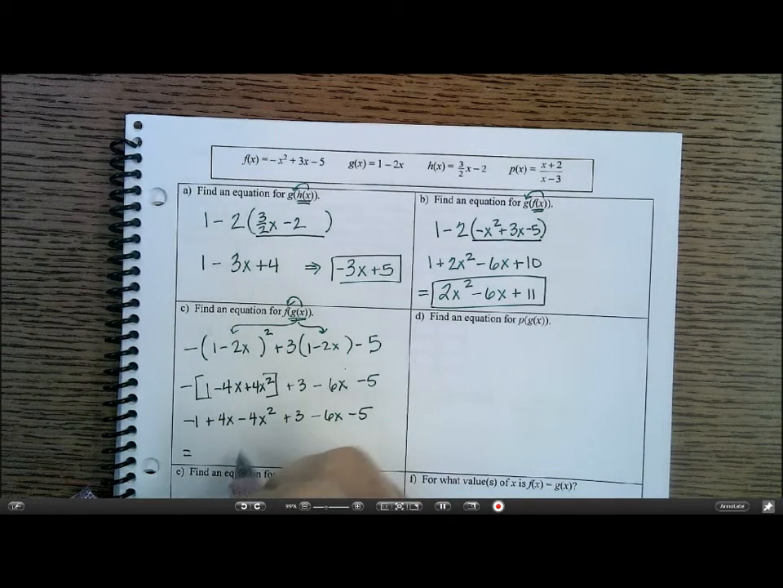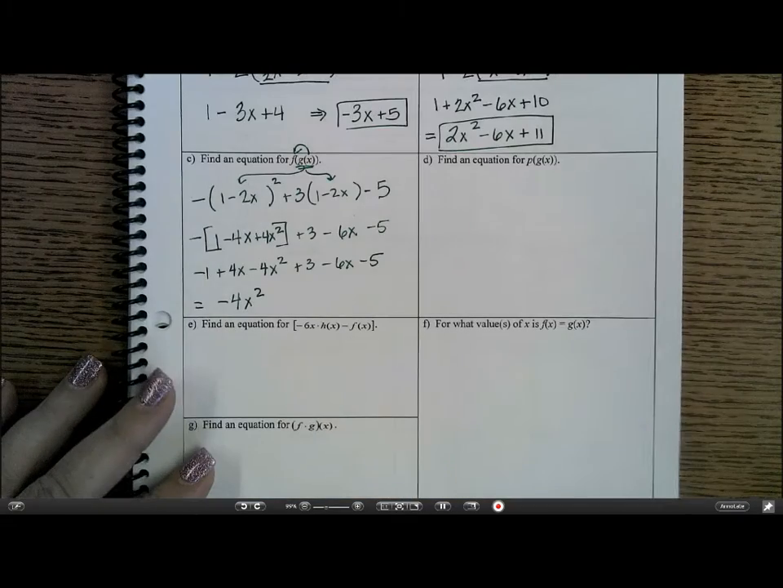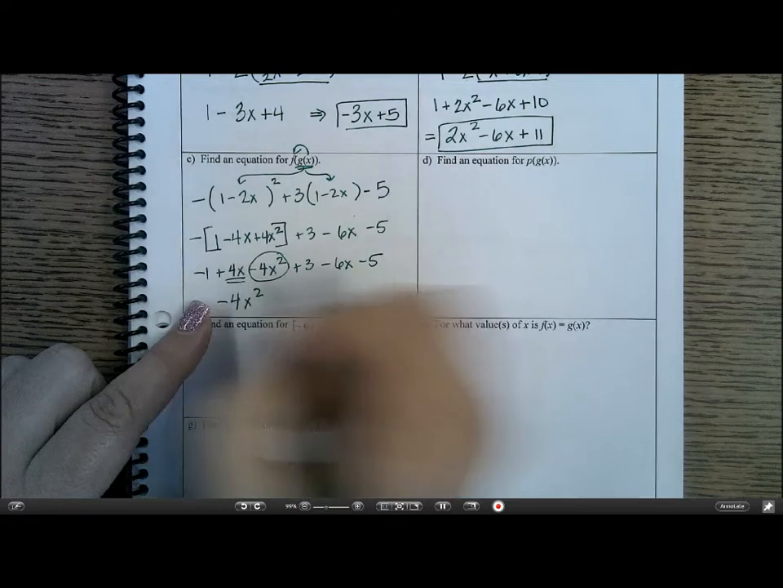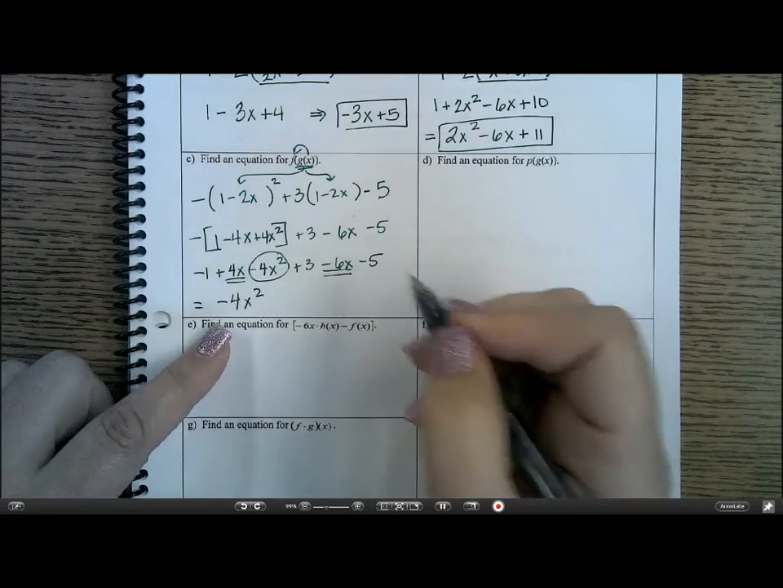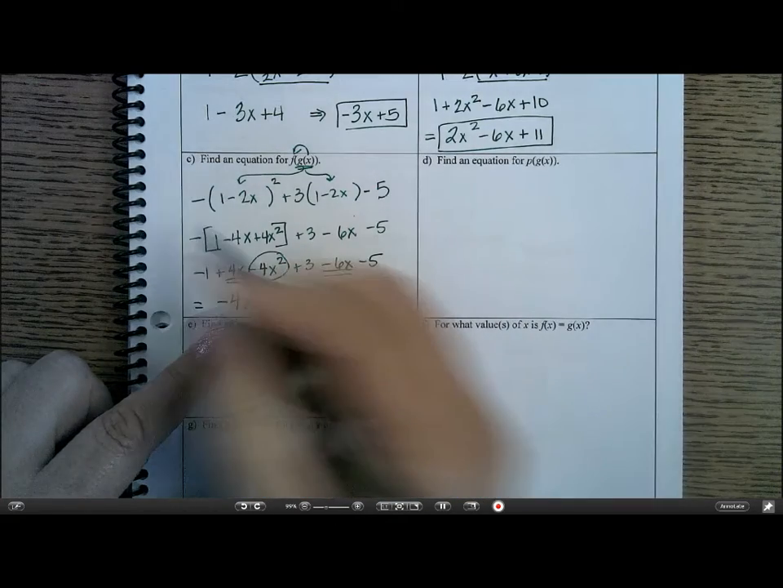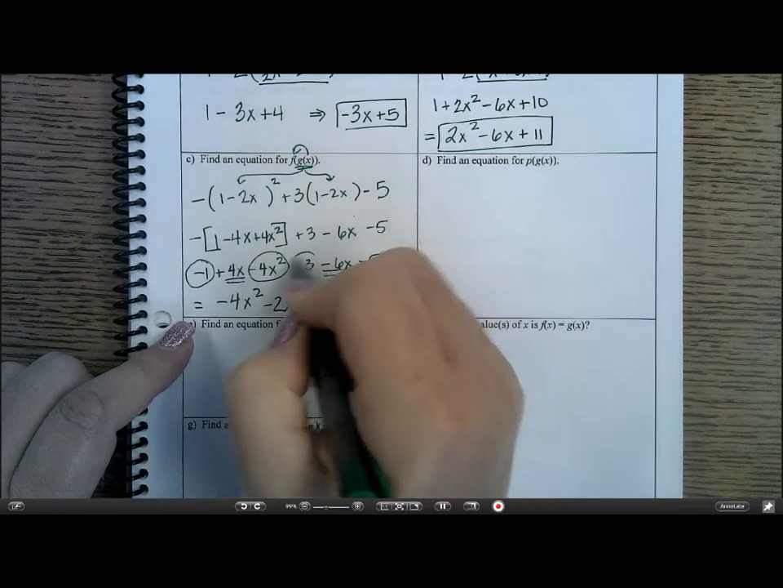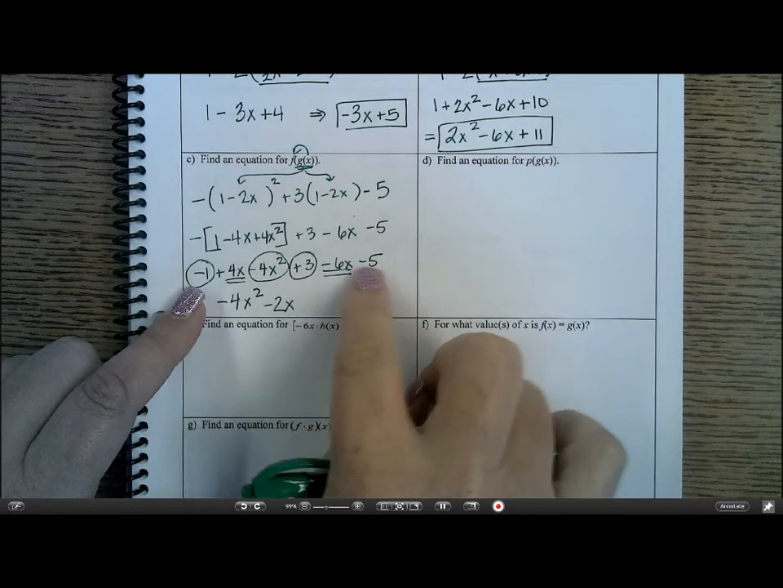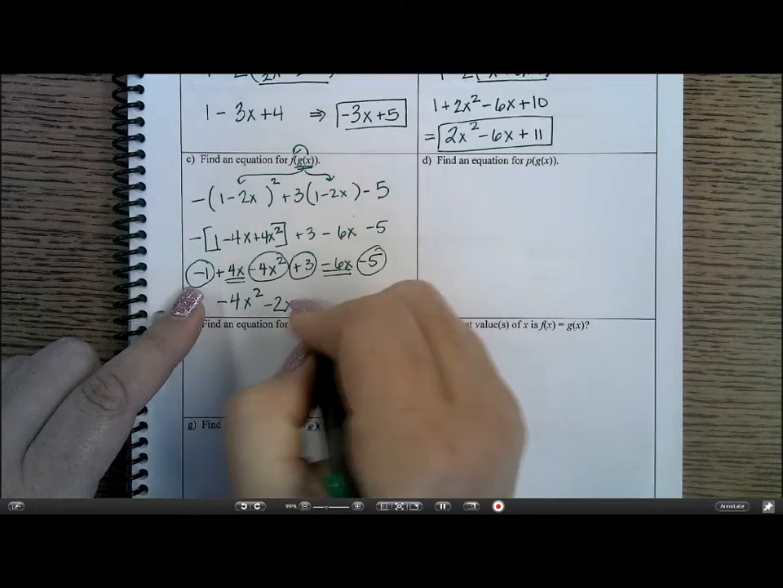Combining like terms, I want to put it in standard form. So negative 4x squared is this one. I've got a 4x and a negative 6x, so that's going to give me a negative 2x. I've got a negative 1 and a 3, which is a 2. 2 minus 5 is negative 3.